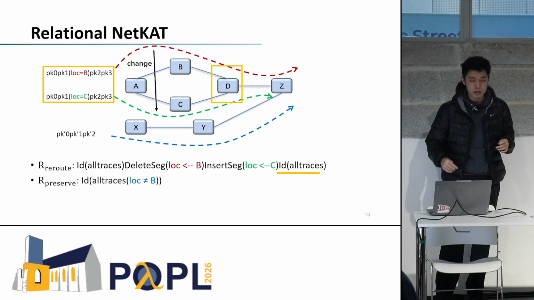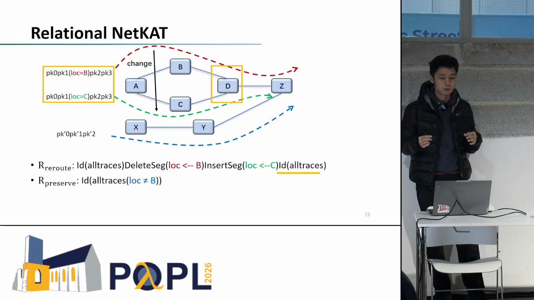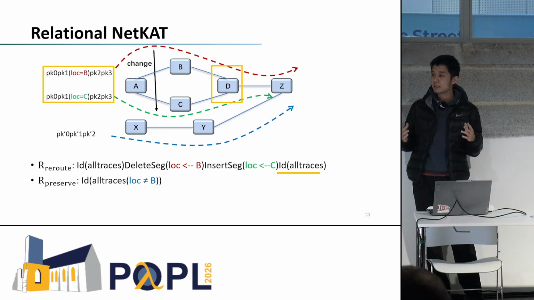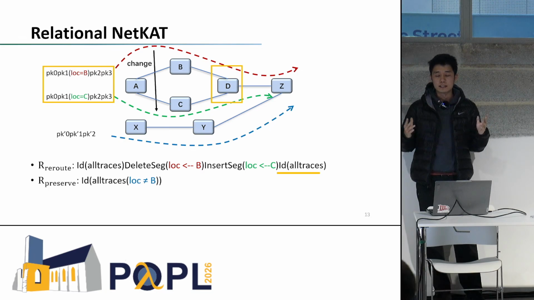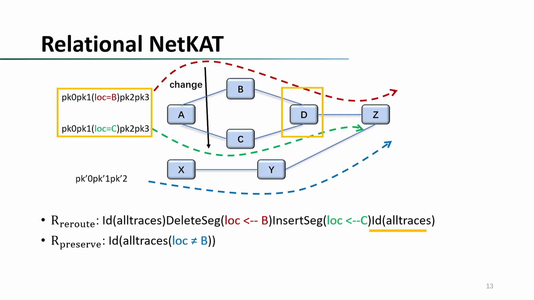Similarly, we can describe the things that have not changed from the old network to the new network, which is the I preserve. We use the language ID on traces, location doesn't equal B. All traces, location doesn't equal B, is a NetKAT expression suggesting all of the traces don't go through device B. Using ID, we are suggesting that all of the things that don't go through device B should remain unchanged from the old network to the new network.